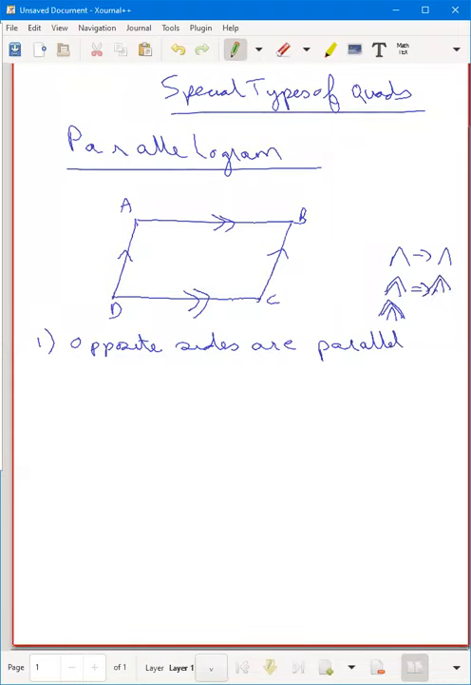For example, if I have a line here and this is parallel to AB, I'm going to write it with two arrows because AB has two arrows there. You know about this earlier also. The second property is opposite sides are equal.